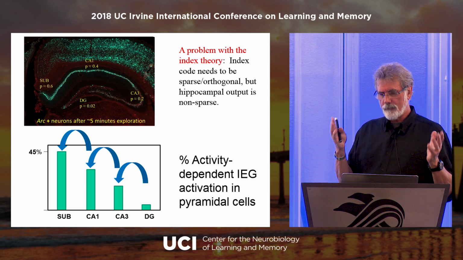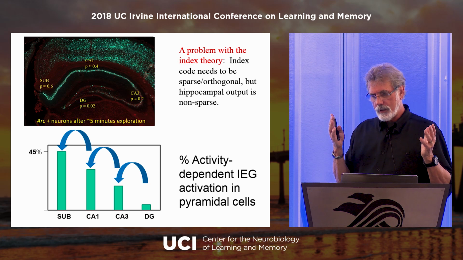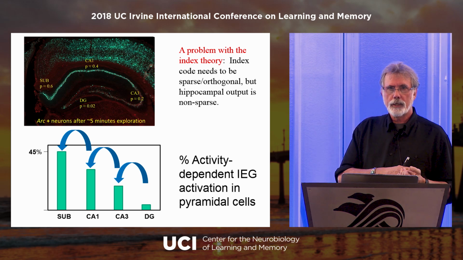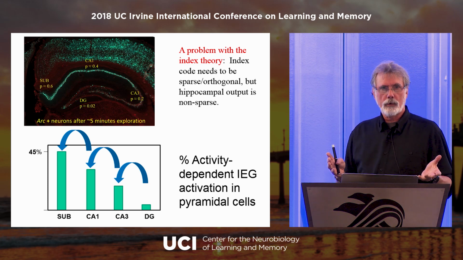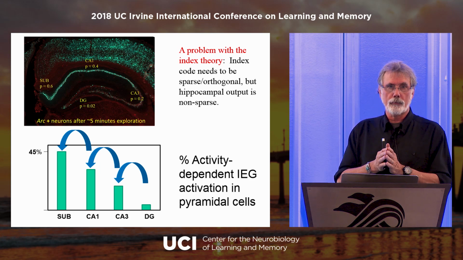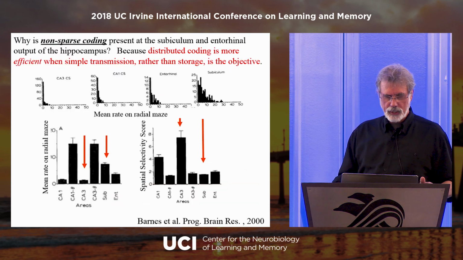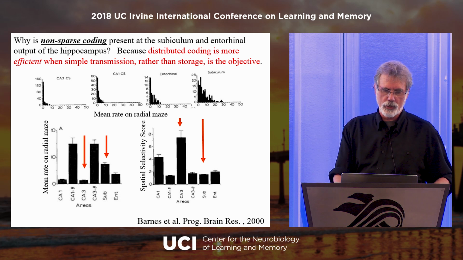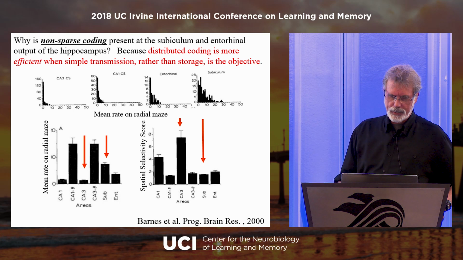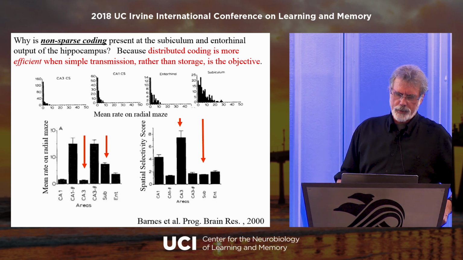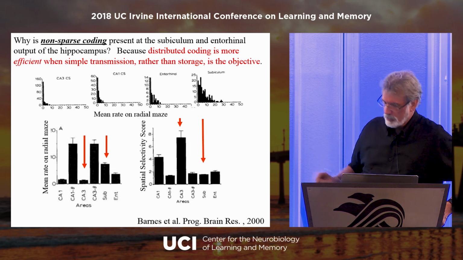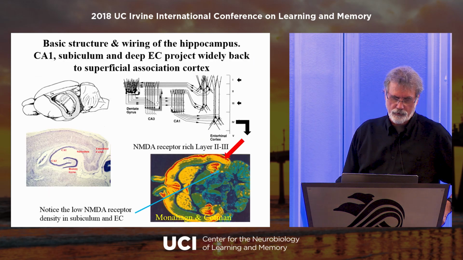Now, Marr emphasized that sparse coding was necessary to store information, but on the other hand, distributed coding is the most effective way to get the most number of patterns out over the smallest number of channels. And so that leads to the idea, and Carol and I showed single unit data for this back in 2000, that the subiculum is much more distributed coding scheme than the earlier stations.